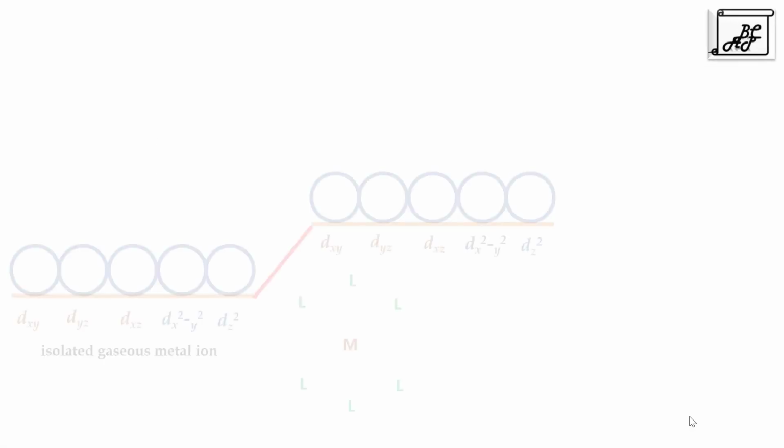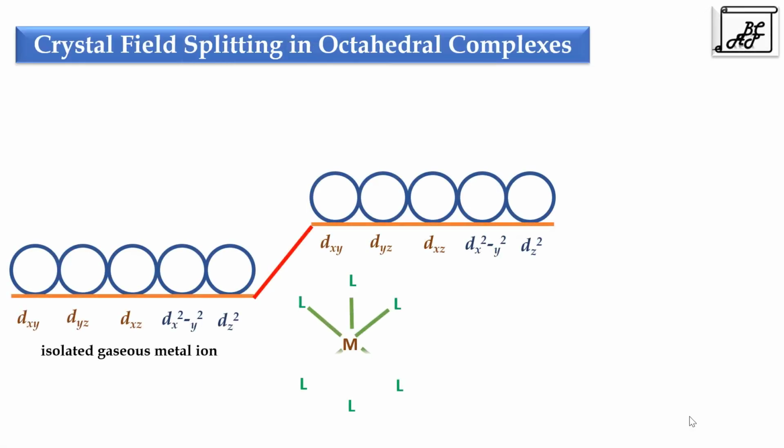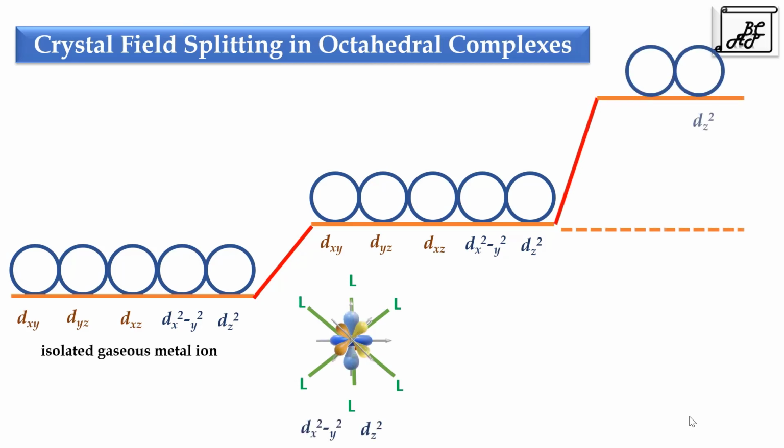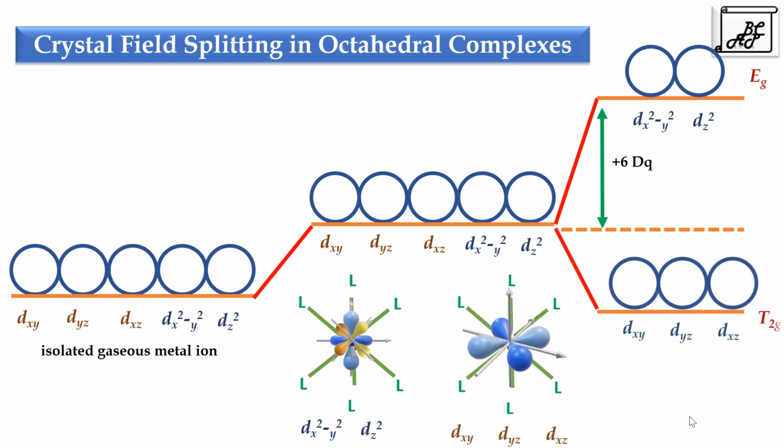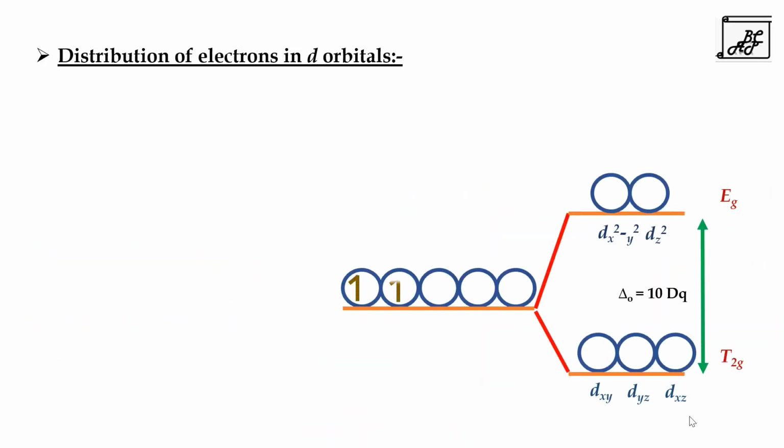In the first lecture, we have studied crystal field splitting in octahedral complexes. We have seen that the 5 metal d orbitals get split into 2 levels: the upper lying doubly degenerate eg level and the lower lying triply degenerate t2g level. The distance between the 2 levels is 10 Dq, which is called delta O. In this video, we will study the distribution of d electrons in t2g and eg orbitals.